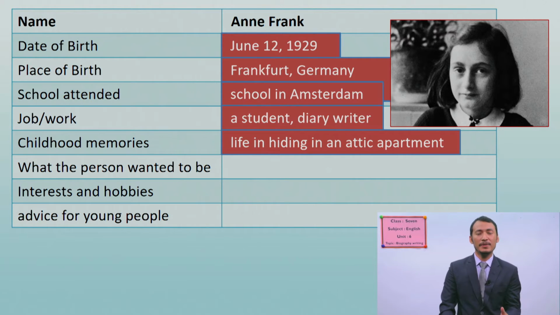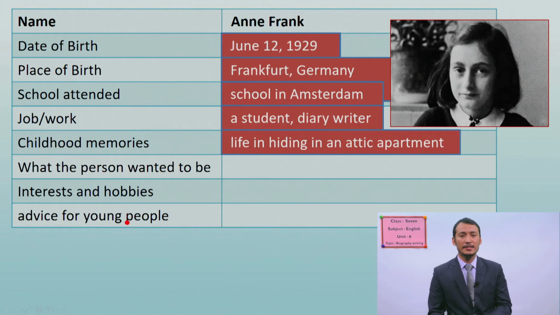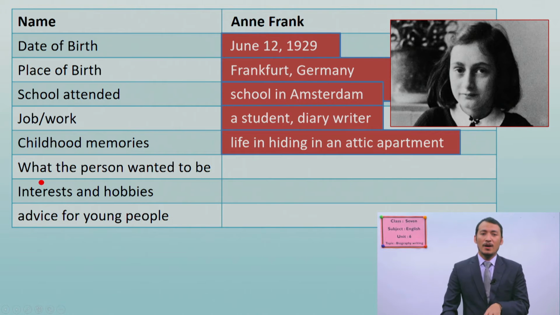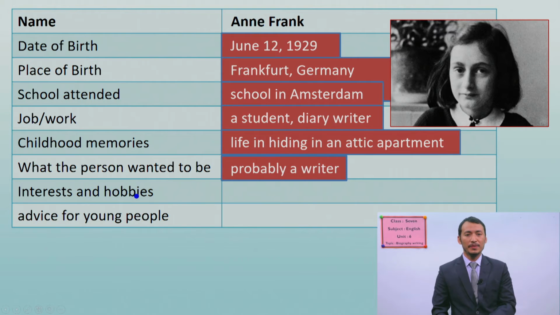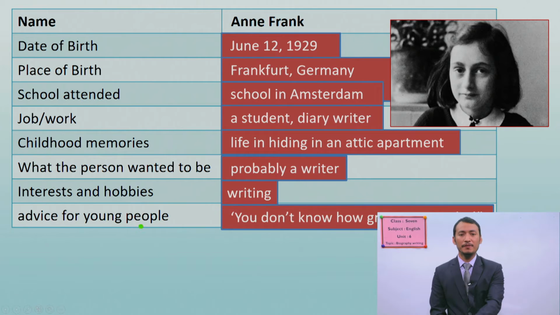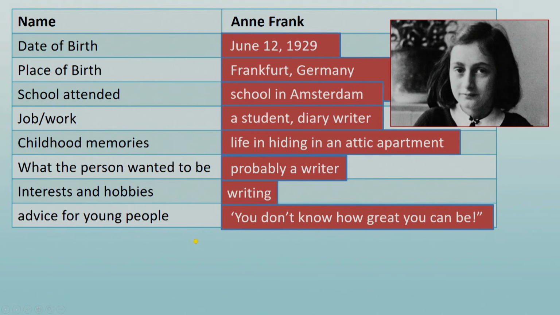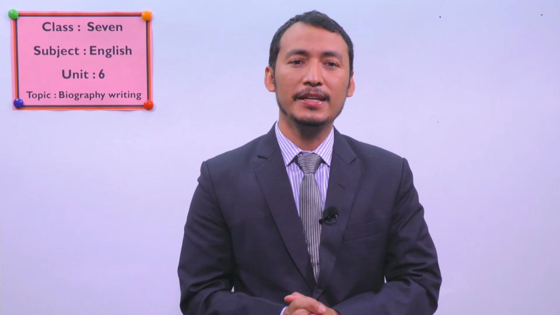in an attic apartment, which means under the roof. In later life, or before she died, she was in hiding. I'll tell about it later, why she was hiding. What the person wanted to be, she probably wanted to be a writer, and her interest was writing and reading. Advice for people, she says, you don't know how great you can be. She shows the potentiality in others or in people. Okay, now let me show you her biography.